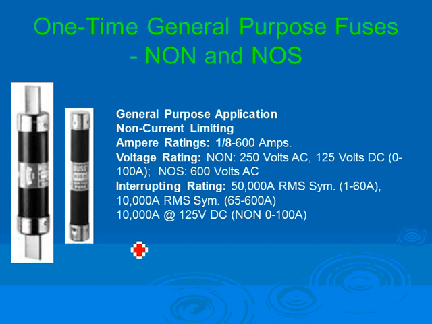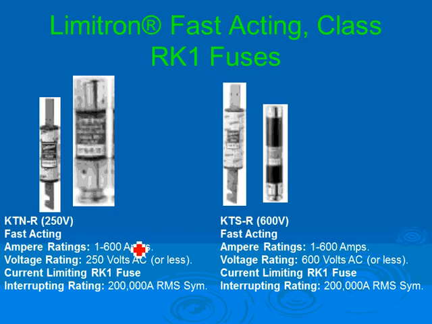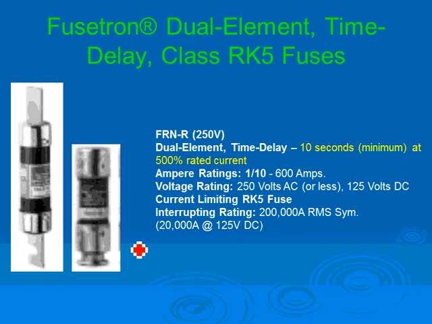A couple of amps again, different amps. I'm going to go to RK1. RK1 is a notoriously famous current limiting fuse too. Look at the amps, 600 amp, all the way to 600 volt capability, and you can also use it at the 240 level on the current limiting. RK5, FRN, these are dual element time delay fuses. They can be used with circuit protection as a backup overload protection for your motor, because they can give you 10 seconds minimum at 500 percent rated current.